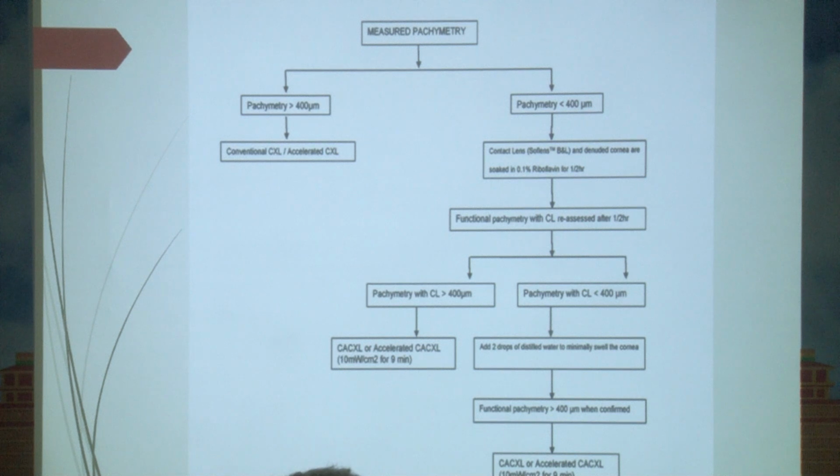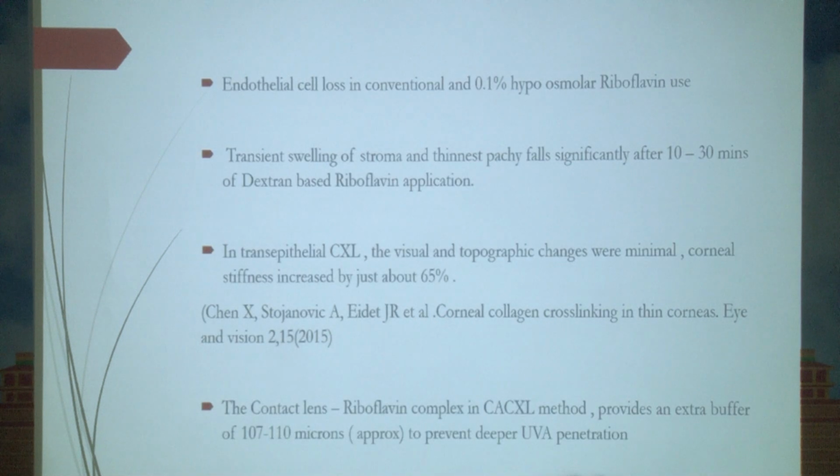If we see that it is slightly short of 400 microns with the contact lens complex, then we can add a little distilled water at 10 minute intervals so that we attain a thickness of 400 microns of the whole complex. So what are the disadvantages in the other methods?